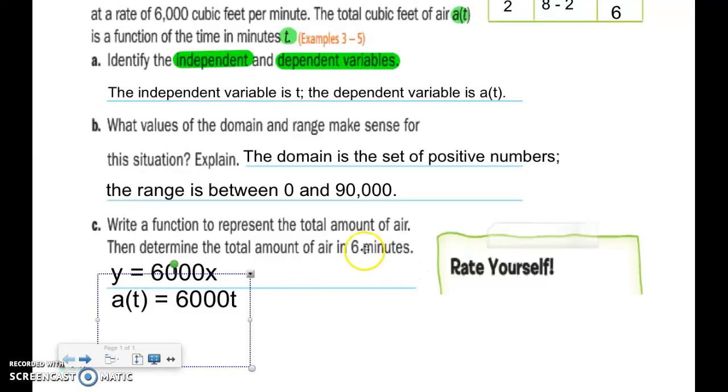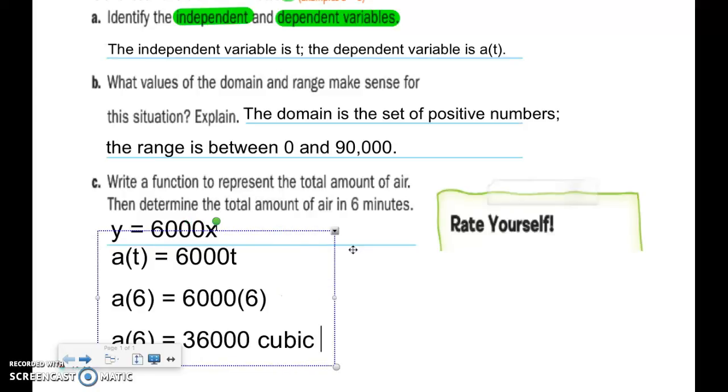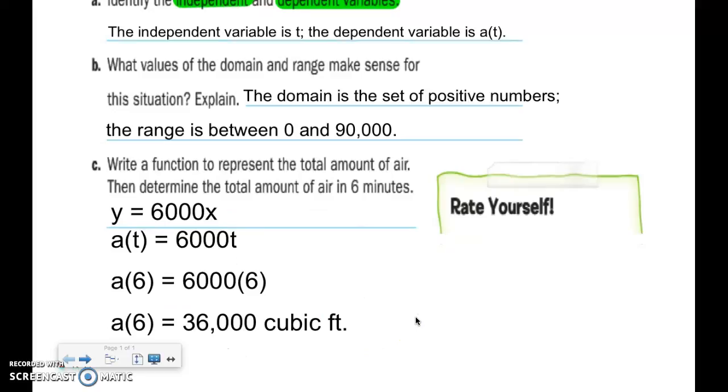And then after that, I'm going to substitute 6 for t. So I'm going to have A of 6 equals 6,000 times 6. Calculate that. A of 6 equals 36,000. And then this is going to be cubic feet, or you could have feet with the exponent of 3 up there, but it's 36,000. I should probably put my comma in there. 6 times 6 is 36 with 3 zeros after it. 36,000 cubic feet.